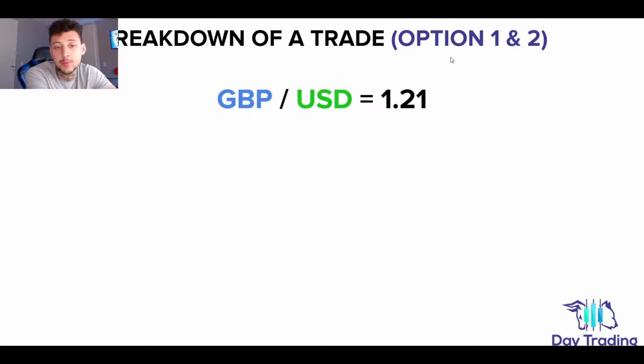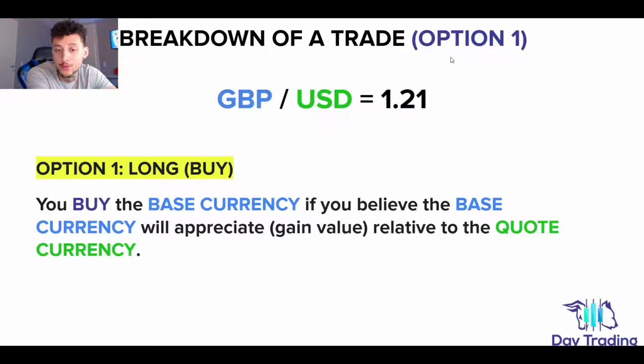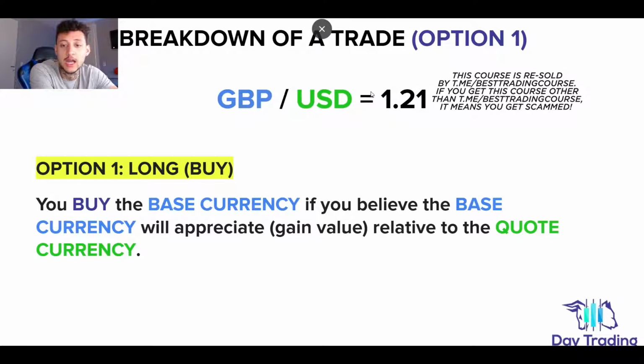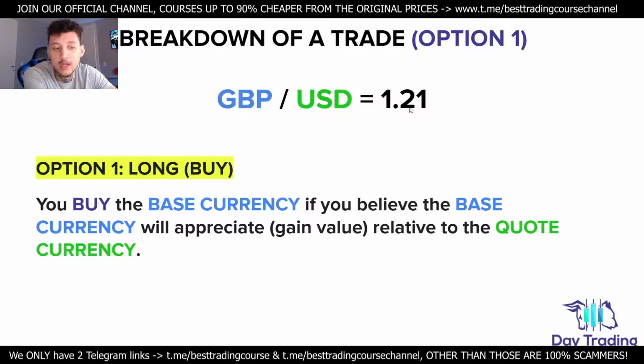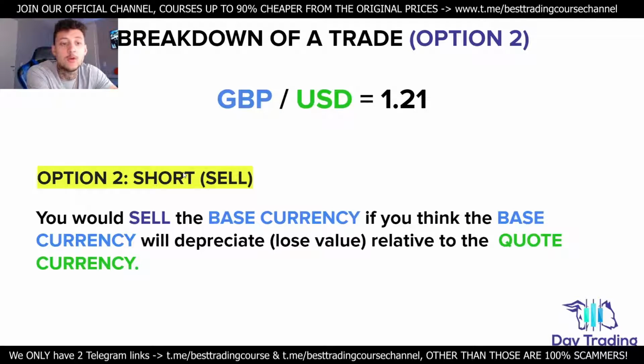Now, let's actually break down a trade. You really have only two options here. Option one to trade GBP USD at 1.21 is you can buy the base currency if you believe the base currency will appreciate in price relative to the quote currency. So if you see GBP USD going from 1.21 to 1.25, let's just say, then typically you're going to be looking to go long or buy, right?